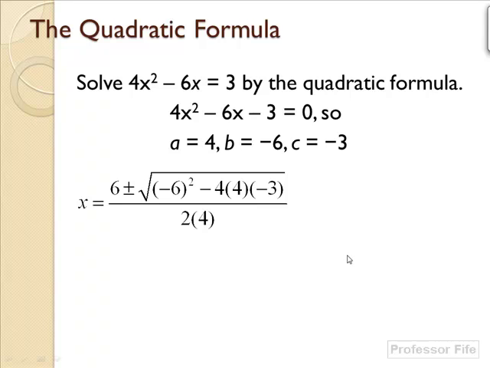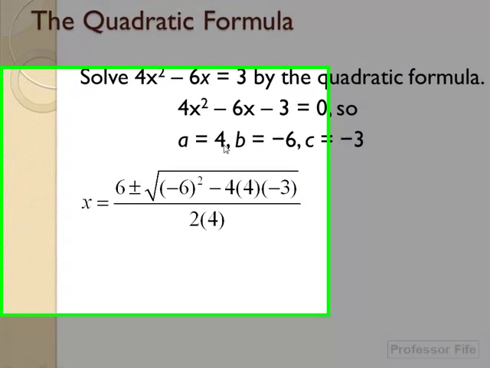So I'll just read the formula for you. The formula is x equals negative b. If b is negative 6, then negative b is going to be 6, plus or minus the square root of b squared, again b is negative 6 squared, minus 4ac. So minus 4 times a, that's 4, times c, negative 3, all over 2 times a, 2 times 4.